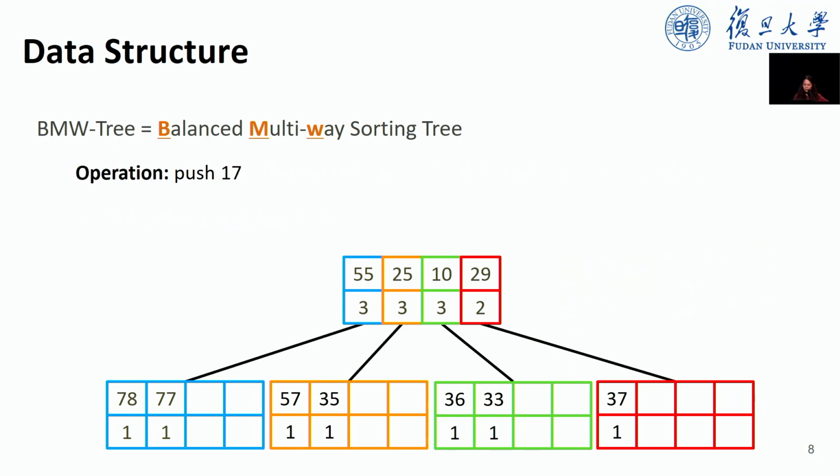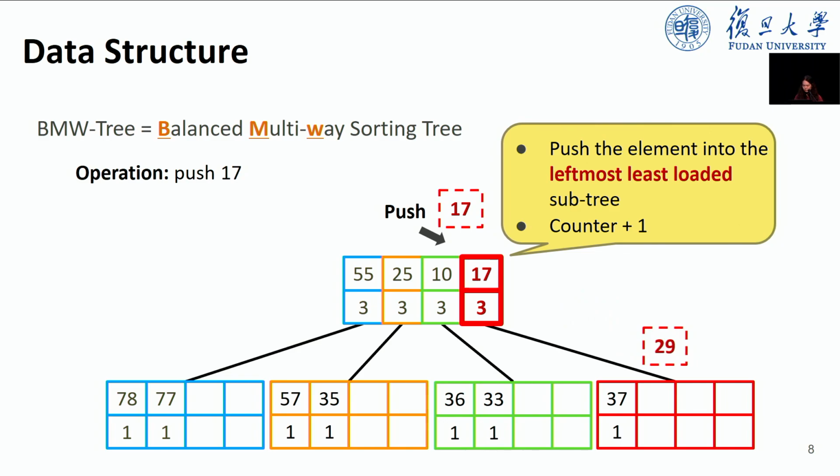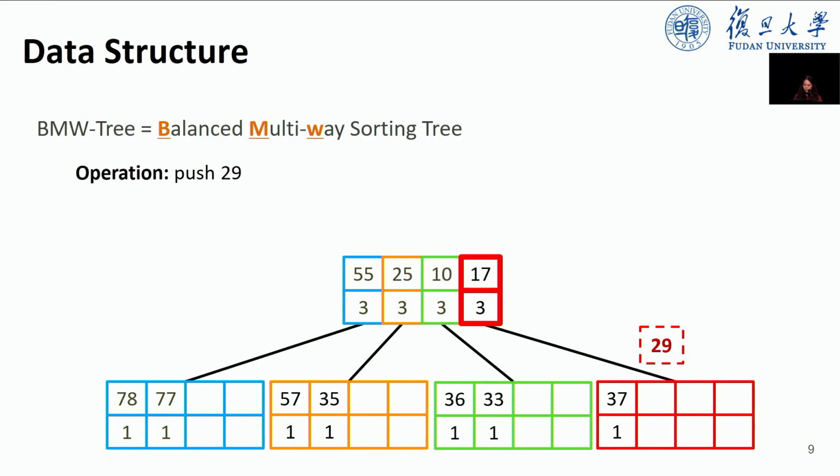Now let's see the push operation. Elements are always inserted into the leftmost least loaded subtree, and the counter is increased by 1. Suppose there is a push 17 operation. The 4th subtree is chosen, and 17 will kick 29 down to the 2nd level to satisfy the heap property. Then 29 will find an empty slot in the 2nd subtree and occupy it. All elements find their place and the push operation finishes.